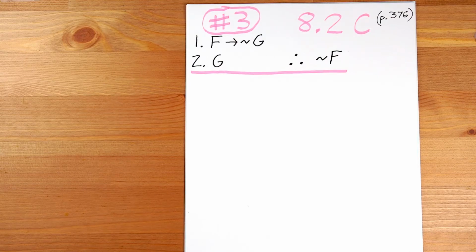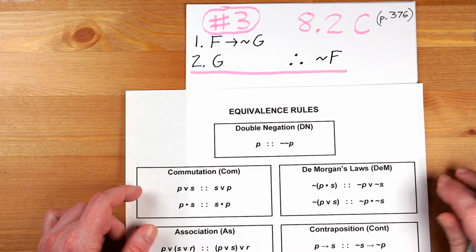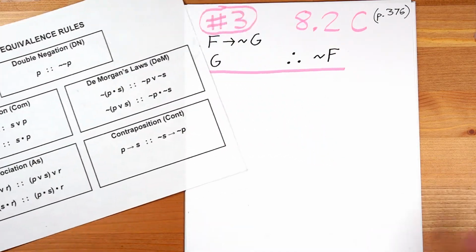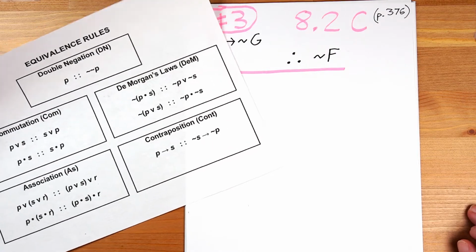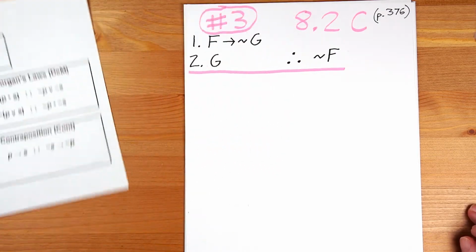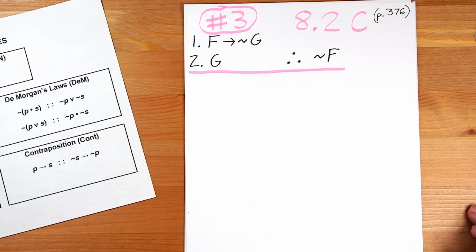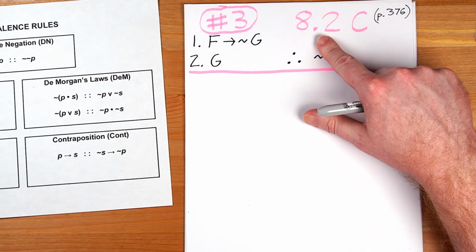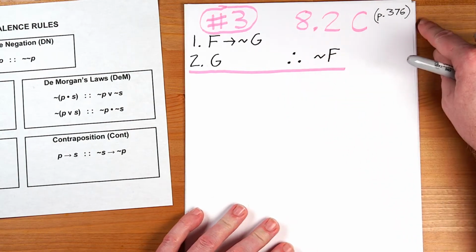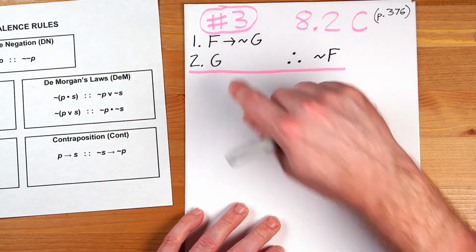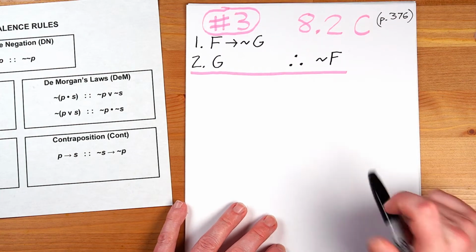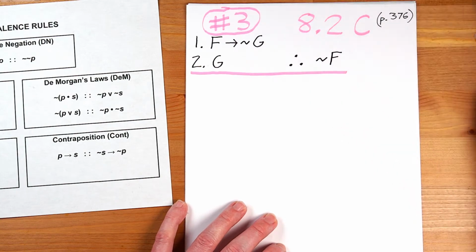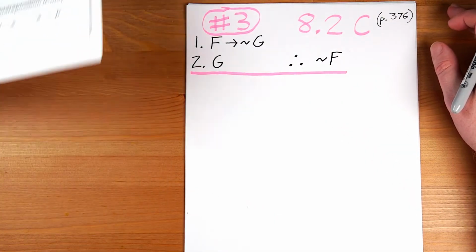Let's practice some proofs. So now we get to use some equivalence rules, and this can make things a little bit easier. So far, we have 5 equivalence rules, and of course, later we'll get a few more. Let's do number 3. This is 8.2 and exercise set C, on page 376, number 3. There's actually a couple ways you might think to do this that will work. So stay tuned after the first way for a second way.